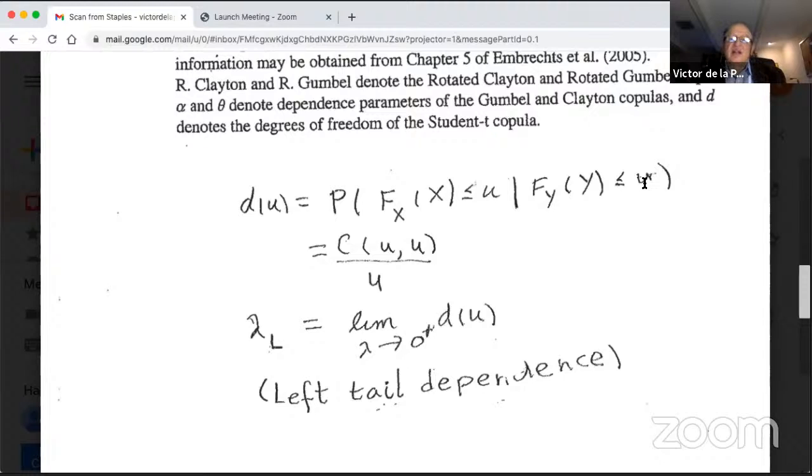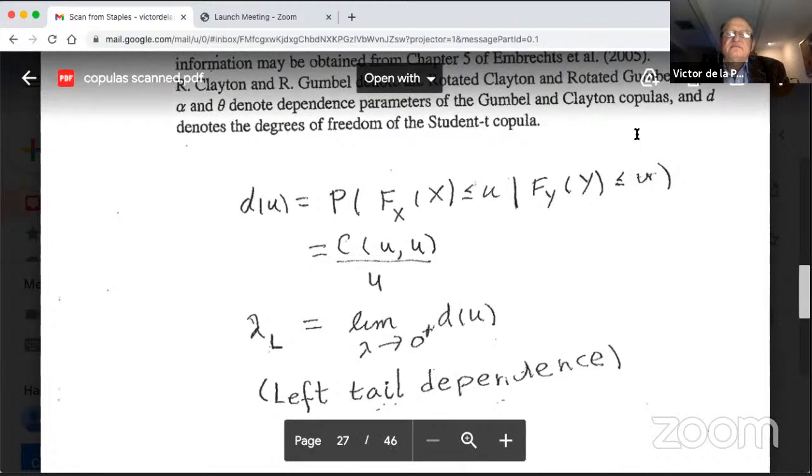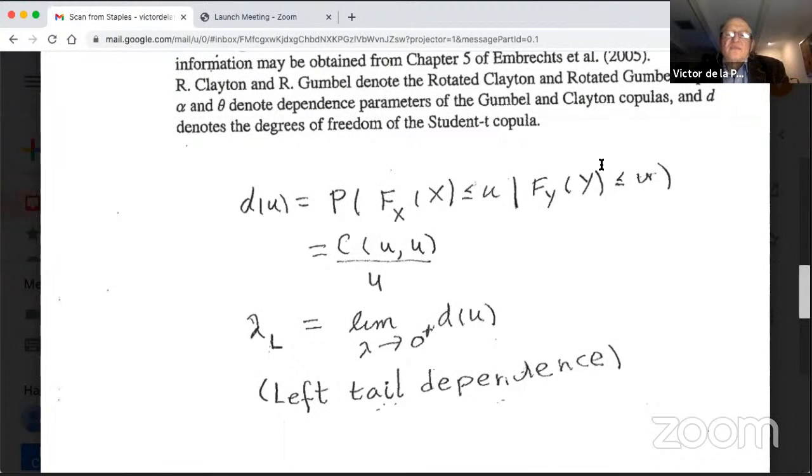Excuse me, I still don't understand. In the expression for d of u, there is no lambda. You have limit as lambda goes to 0. Where's the lambda in the expression for d of u? It should be the limit as u tends to 0. Oh, that makes a difference. Sorry. So it's the limit as u tends to 0. Now I understand. Thank you very much.